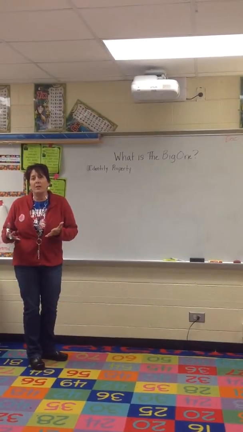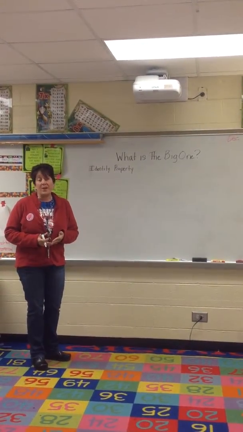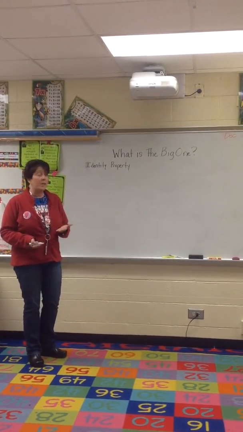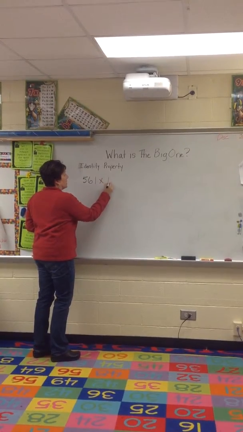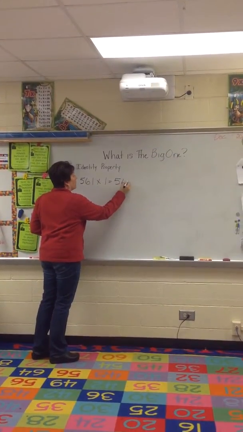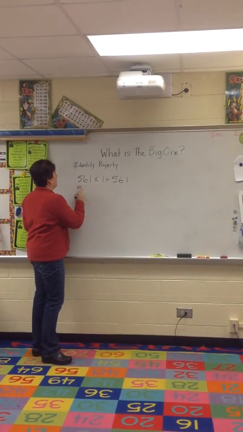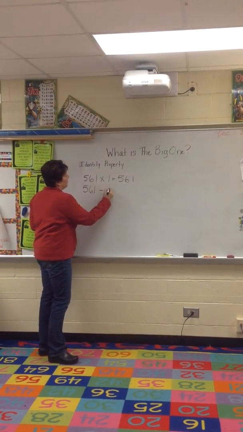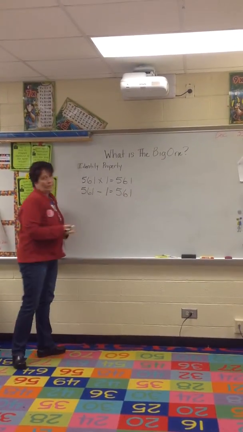The identity property is when we multiply any number by 1 or we divide any number by 1, we actually get that number. For example, 561 times 1 equals 561. If I were to divide by that number, 561 divided by 1, I'm still going to get 561.